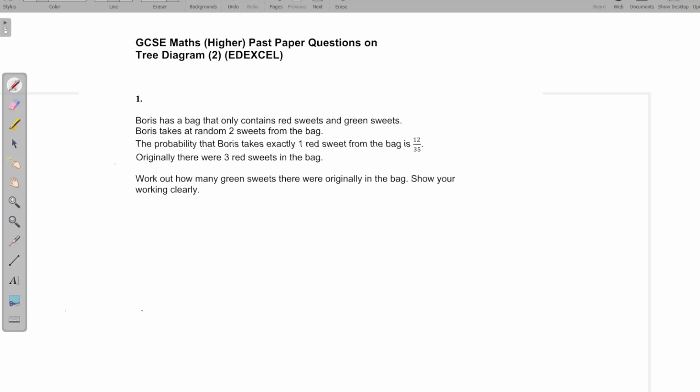Boris has a bag that contains only red sweets and green sweets. Boris takes 2 random sweets from the bag, so he's not replacing them. The probability that Boris takes exactly 1 red sweet from the bag is 12 over 35. So it's either red and green or green and red.